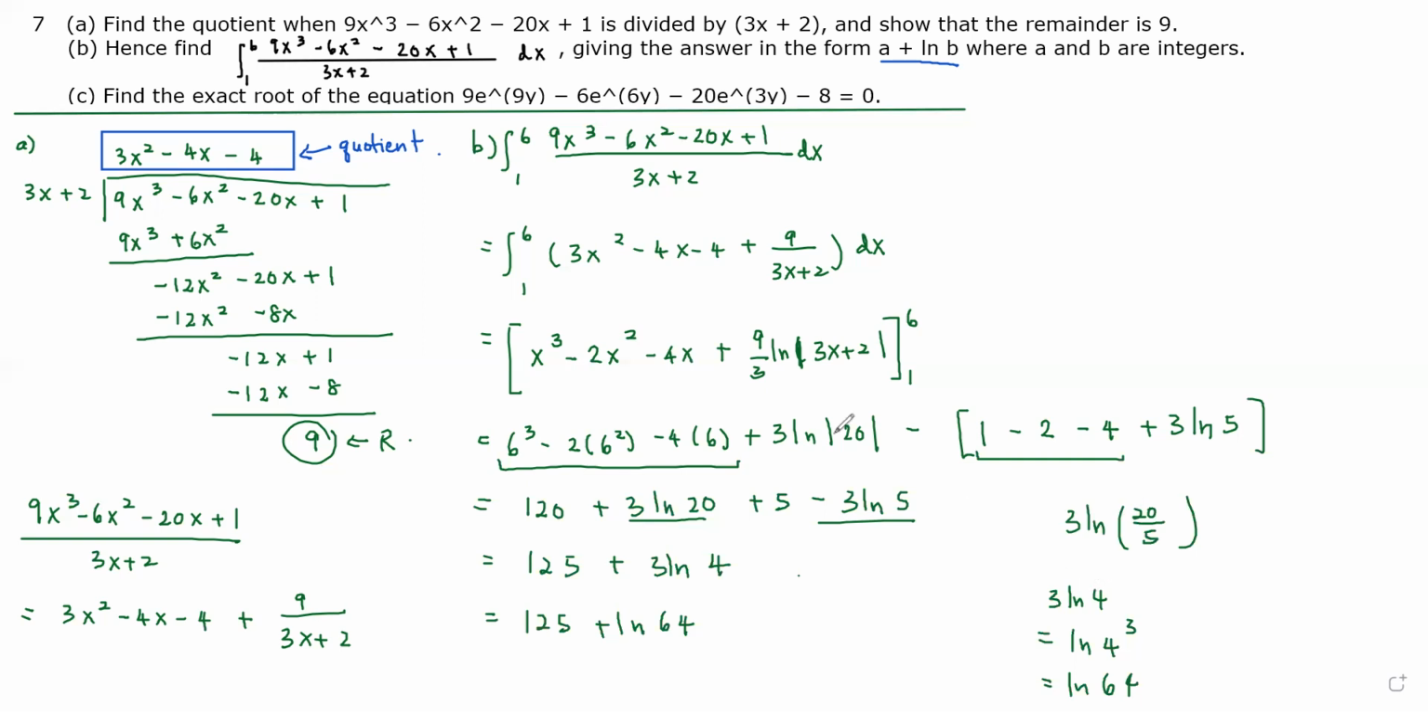Part C, you want to find the exact root of this equation. For a question like that, all this is related to part A. So let's look at part C here. The equation we have is 9e to the 9y minus 6e to the 6y minus 20e to the 3y minus 8 equals 0. Now that e to the y is very troublesome.